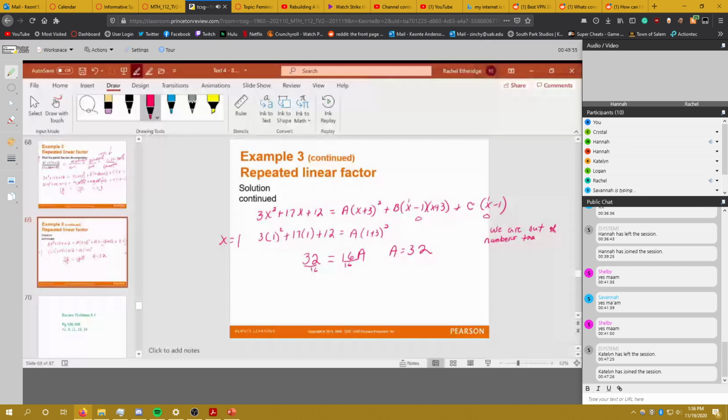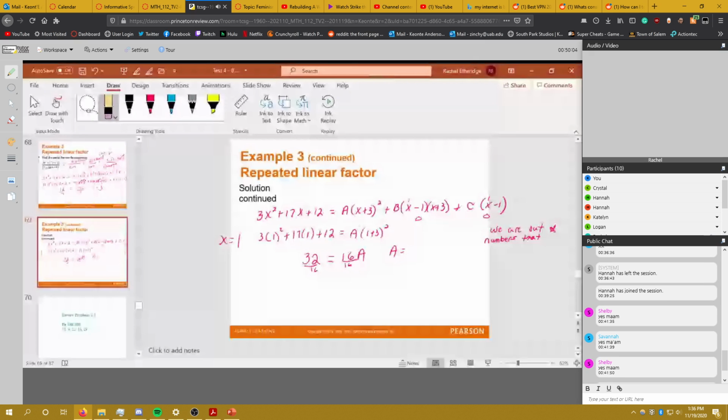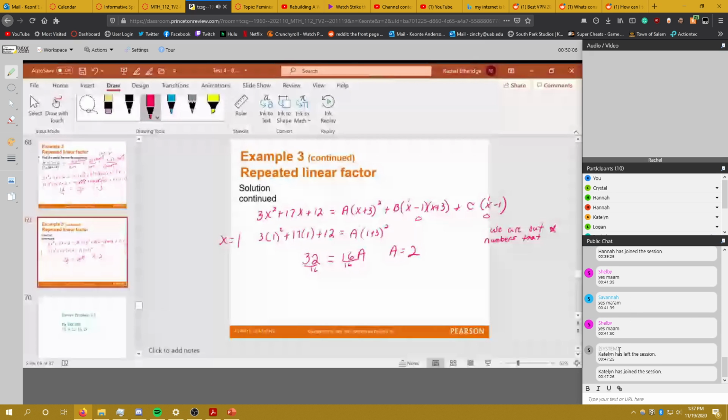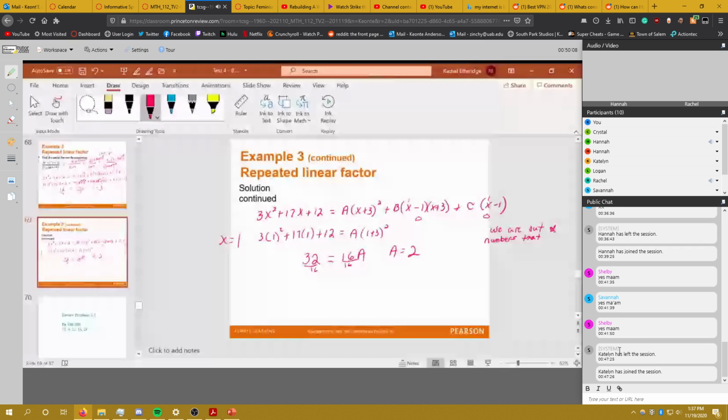Miss Rachel: Yes, how did you get 2? Is that it? Sorry. I said a equals 2. I don't know why I wrote 32. Okay, that's what I was asking. Okay, thank you.